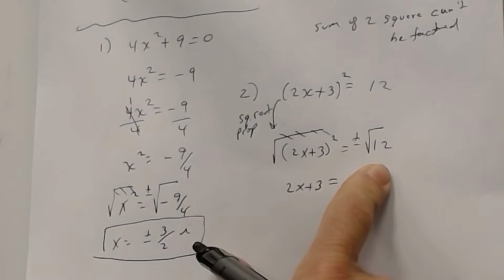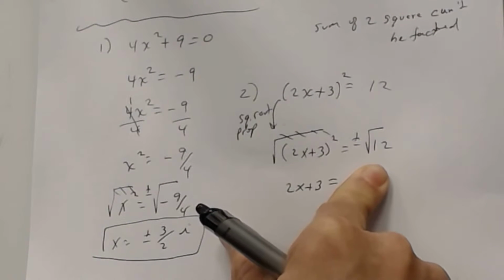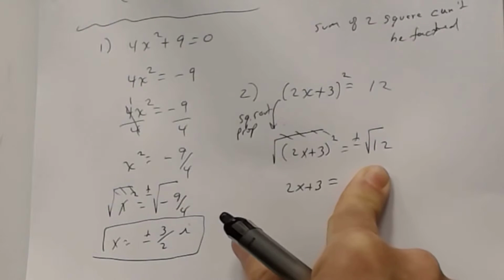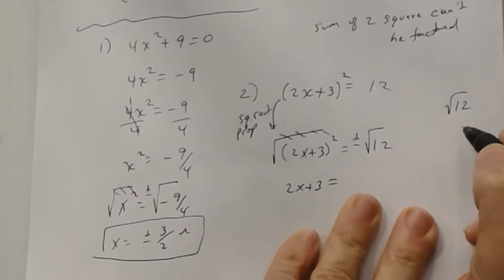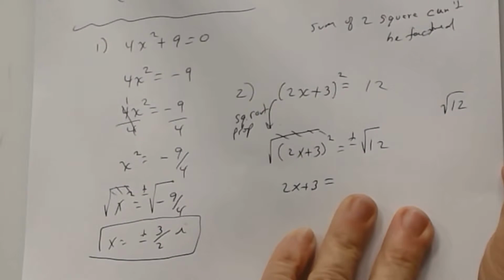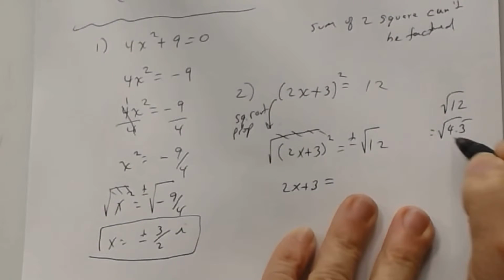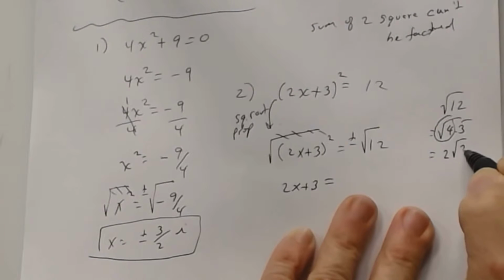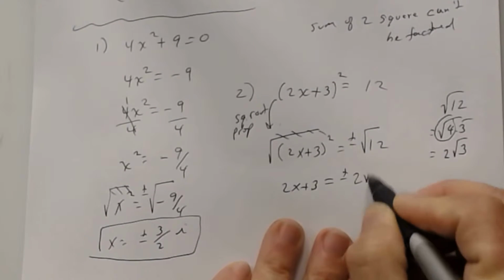But is 12 a perfect square? No, so you got to simplify the square root of 12. And so you got to think of perfect squares. What's the largest perfect square that goes into 12? 4. So off to the side, you're going to figure out what the square root of 12 is, simplified. So that will be the square root of 4 times 3, correct? Now, which one of these is a perfect square? 4. So the square root of 4 is what? 2. So this is 2 square root of 3. Not 3 square root of 2, 2 square root of 3. So that's plus or minus 2 square root of 3.